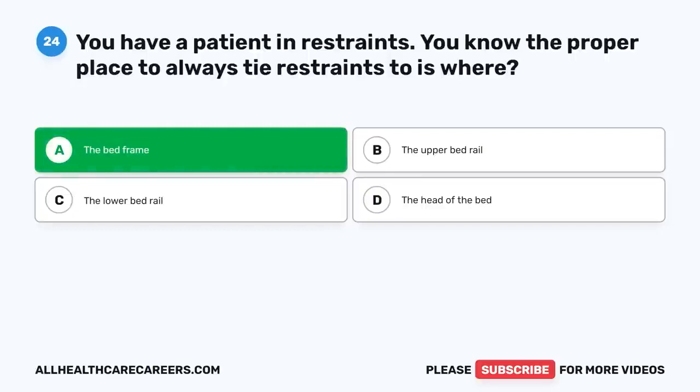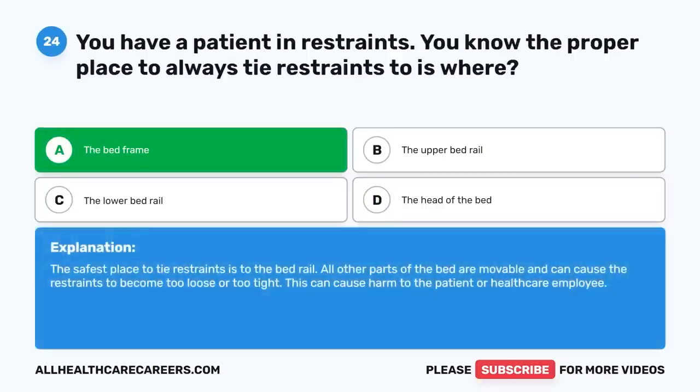The bed frame. The safest place to tie restraints is to the bed frame. All other parts of the bed are movable and can cause the restraints to become too loose or too tight. This can cause harm to the patient or healthcare employee.